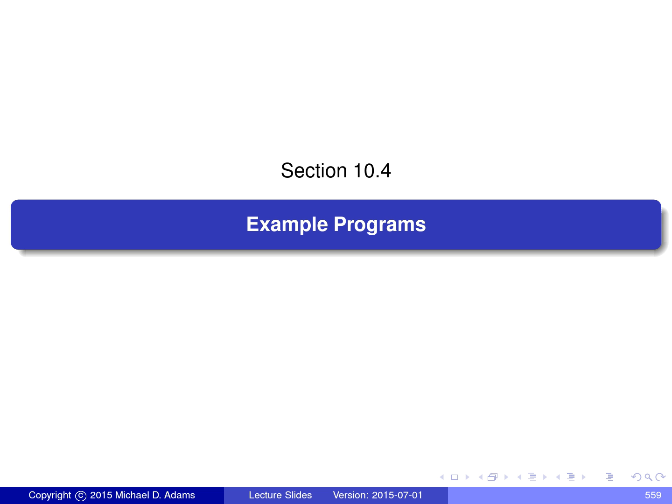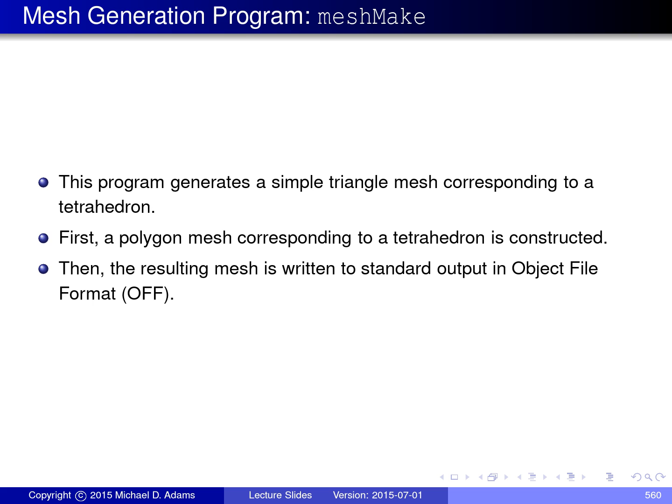In this section of the lecture slides, we're going to look at some example programs that make use of the CGAL library. One example of a simple program utilizing the CGAL library is the meshMake program, introduced on this slide. This program simply generates a triangle mesh that corresponds to a tetrahedron. So first it uses the polyhedron 3 class to construct a polygon mesh that's associated with the tetrahedron. Then it writes this mesh to standard output in OFF format, in other words, object file format.